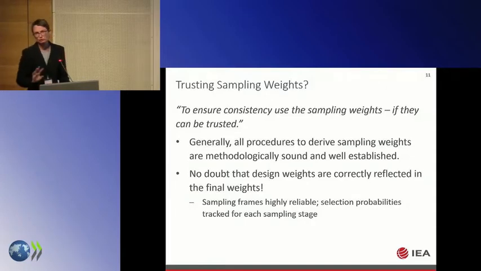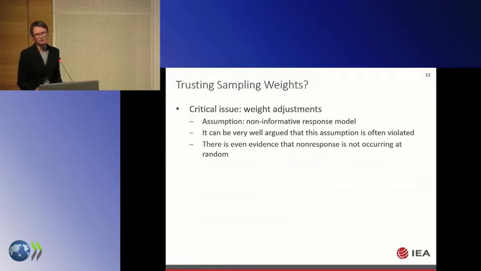So we can for sure trust that because we get very reliable sampling frames. So for example, lists of schools, so we can track perfectly the selection probability from those lists. So I can say we can trust those weights. Now, there is a critical issue, I would say, with another portion of these estimation weights, and this is the weight adjustments. So we do weight adjustments also for each sampling stage for non-response.